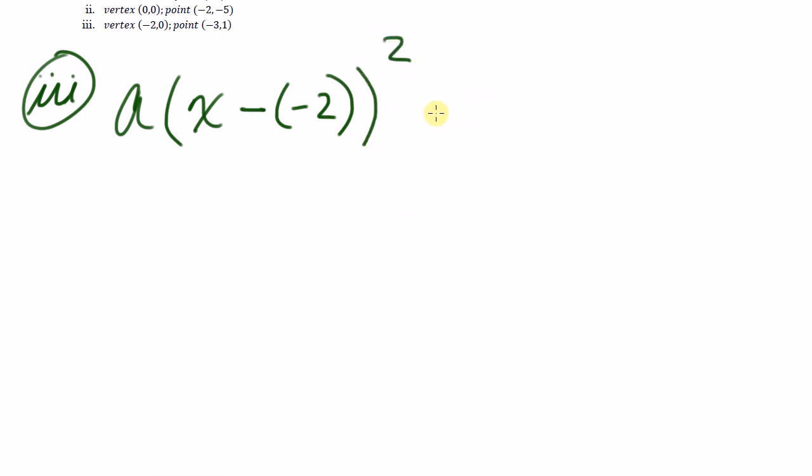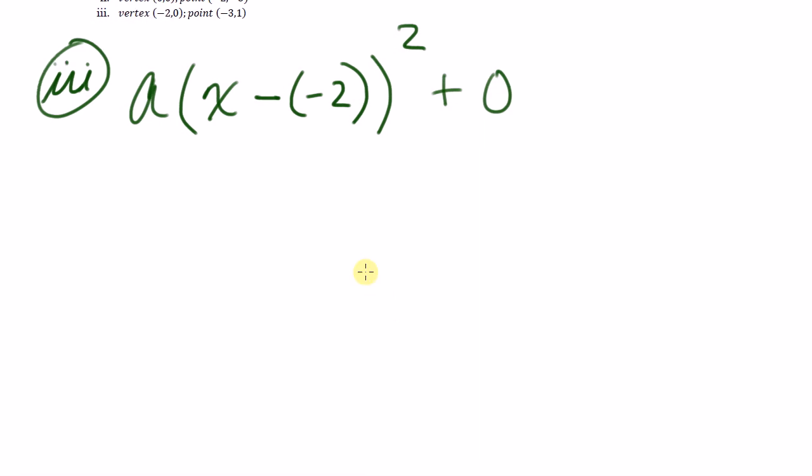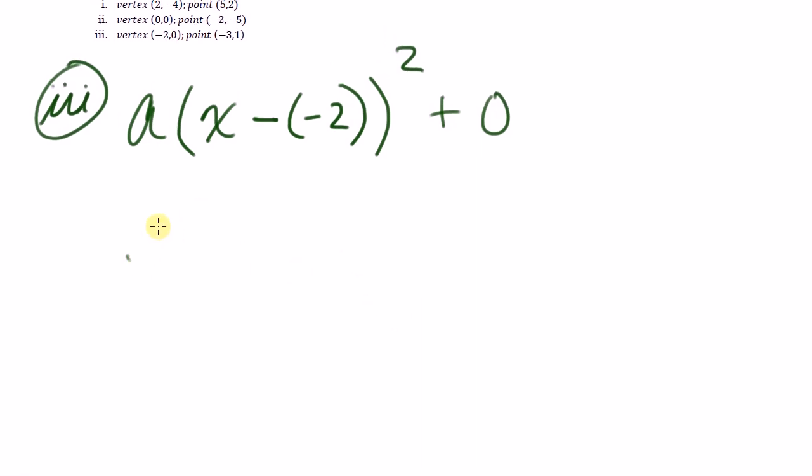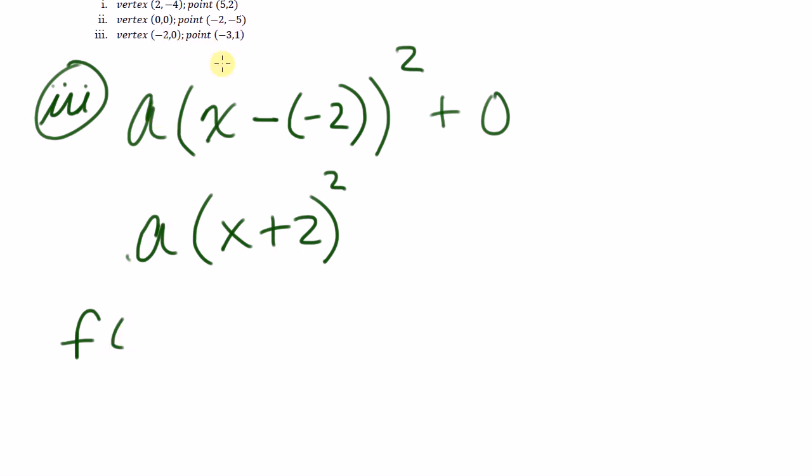Okay, our last problem like this. We have a vertex at negative 2. So we have a times x minus negative 2. I'm going to square that, and it's going to be plus 0. So we have a times x plus 2 squared. And then we have the f of x, which is going to be negative 3.